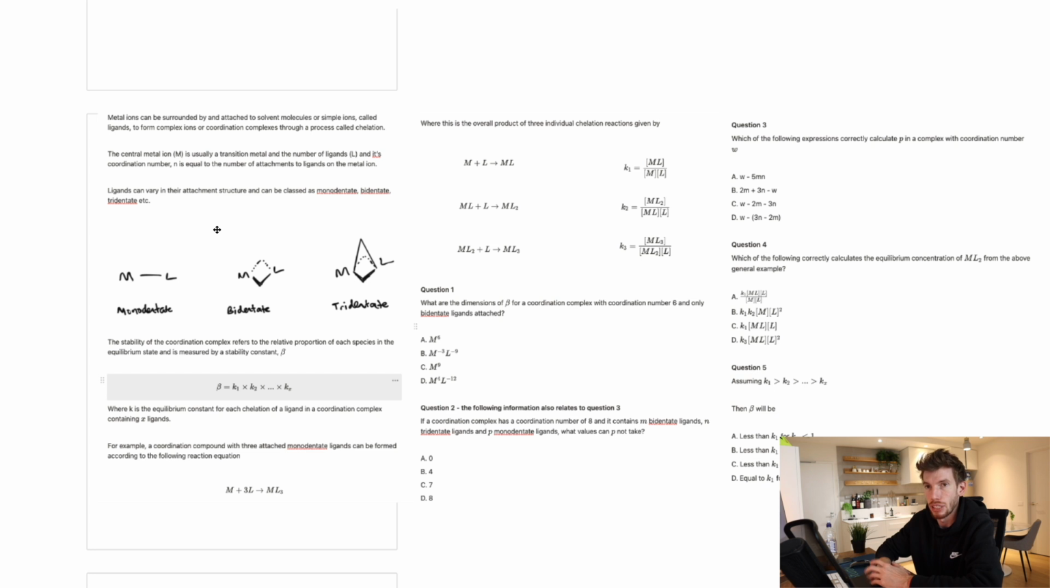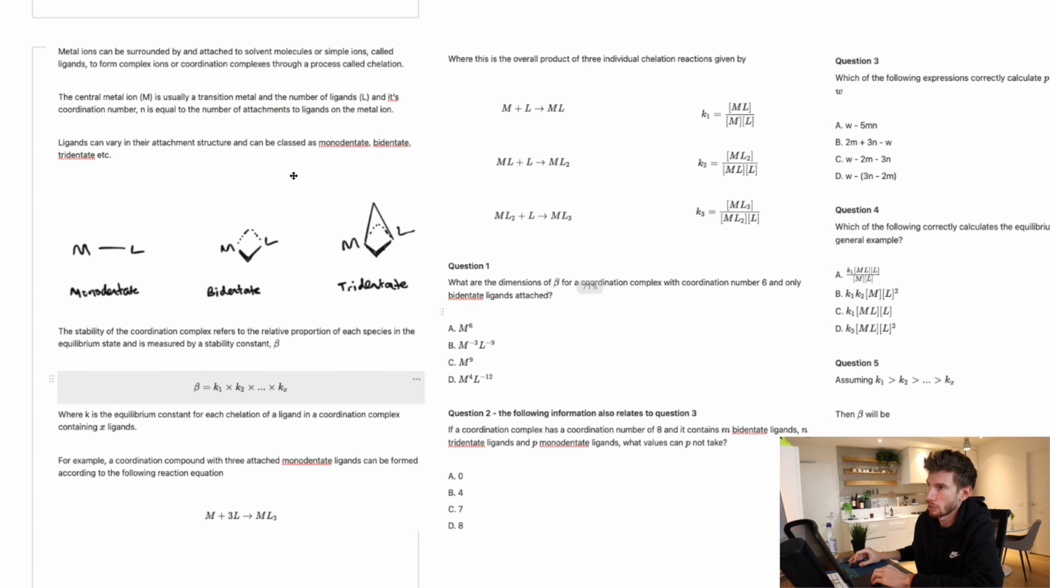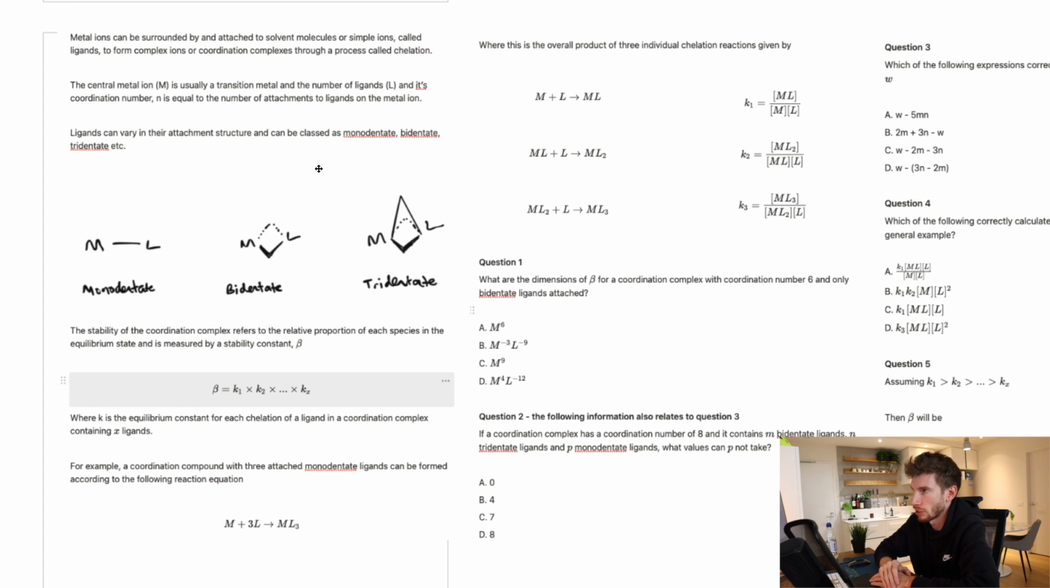All right, so first of all, we've got this one here. So metal ions can be surrounded by and attached to solvent molecules or simple ions called ligands to form complex ions or coordination complexes through a process called chelation. The central metal ion M is usually a transition metal, and the number of ligands L and its coordination number N is equal to the number of attachments to ligands on the metal ion. Now that's a huge amount right there.